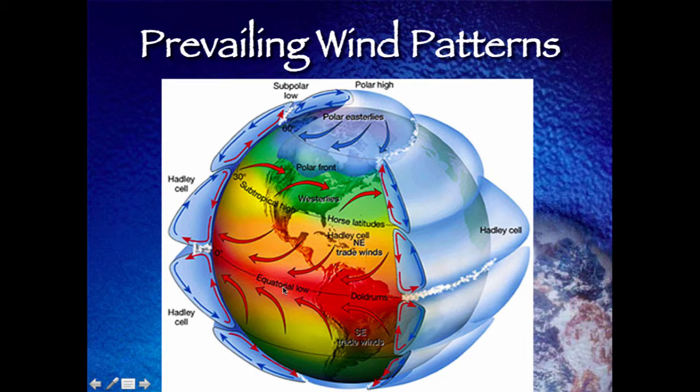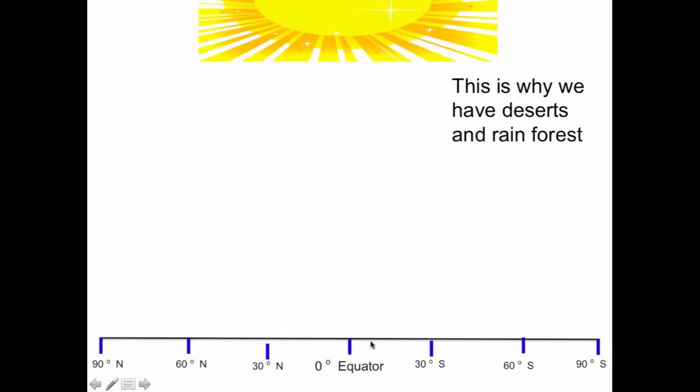Okay, so here's the equator. This is the Tropic of Cancer right here. And this one is the Tropic of Capricorn. Okay, so you're also going to have to draw this picture as well. So let's talk about why we have deserts and rainforests located in certain areas.